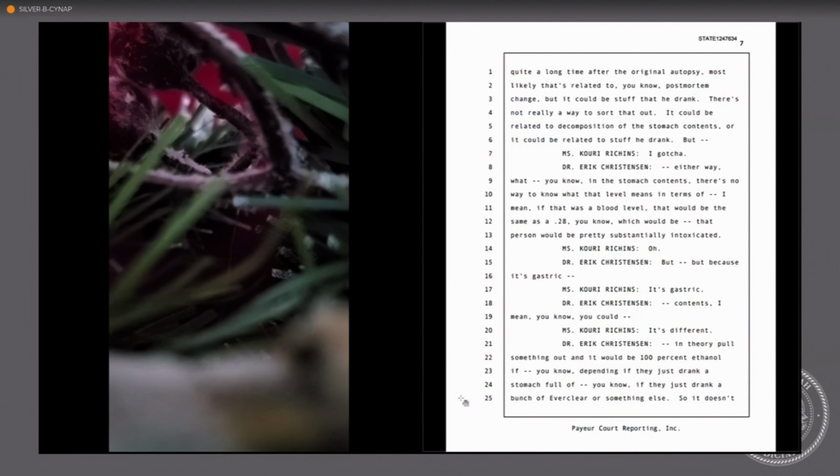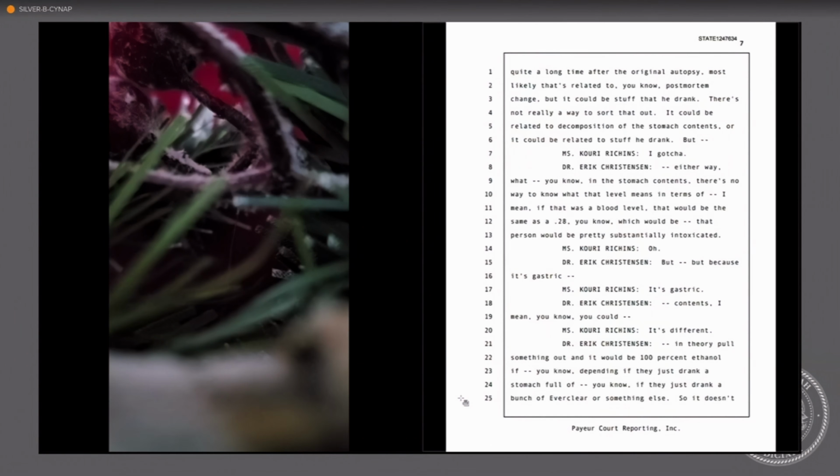But either way, in the stomach contents, there's no way to know what that level means. If that was a blood level, that would be the same as a 0.28, and that person would be pretty substantially intoxicated. But because it's gastric contents, you could in theory pull something out and it would be 100% ethanol, depending on if they just drank a stomach full of Everclear or something else.